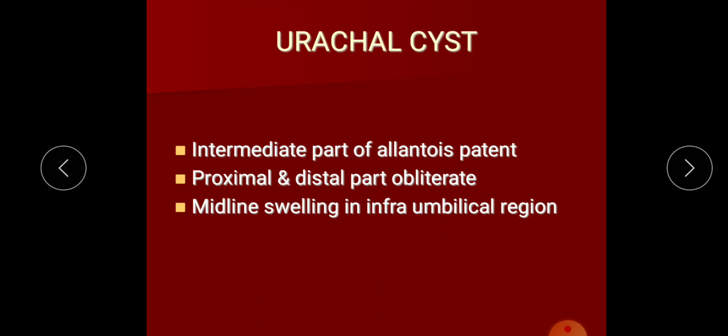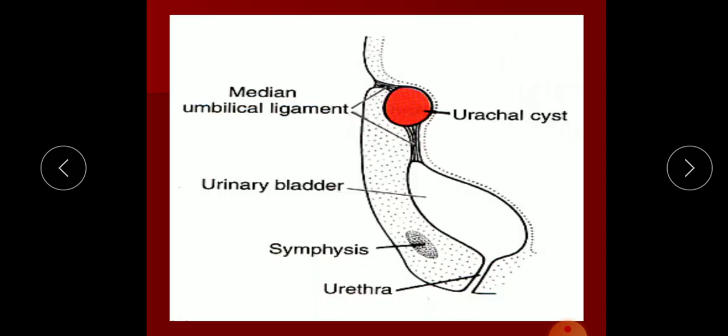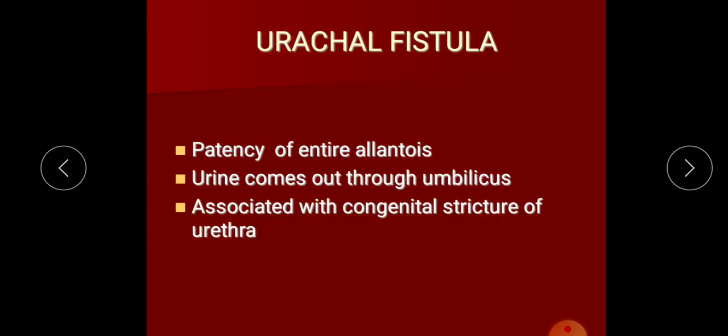Then you come to the urachal cyst. So what is that? The intermediate part of the allantois becomes patent. The proximal part and the distal part of the allantois will disappear or obliterate, but the intermediate part will persist, and that will lead to a midline swelling in the infraumbilical region, and that is what is termed a urachal cyst. So this is the apex. From there, the proximal part will degenerate, the distal part will degenerate, and the intermediate part will present as a cyst there, and that is the urachal cyst.